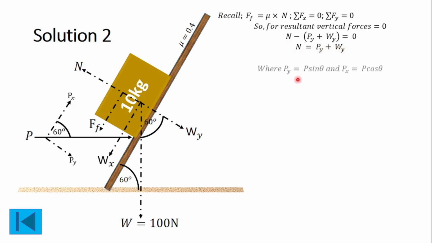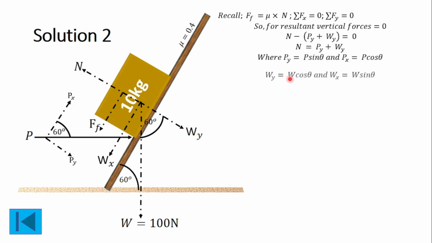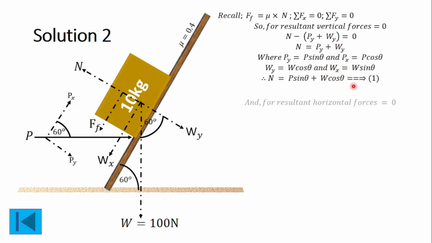Now, from what we have done earlier, P sub y is P sin theta and P sub x is P cos theta. So we have established that earlier. And W sub y is W cos theta. W sub x is W sin theta. Therefore, if you put all this into this, n will be equal to P sub y, which is P sin theta, plus W sub y, which is W cos theta. Make that equation 1.